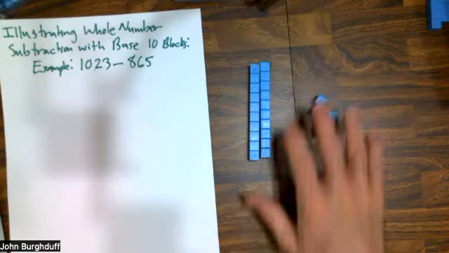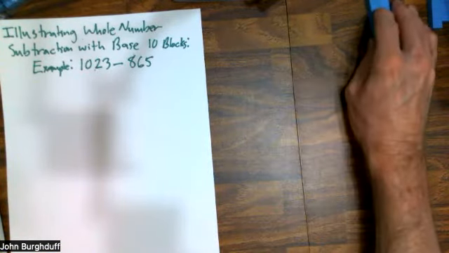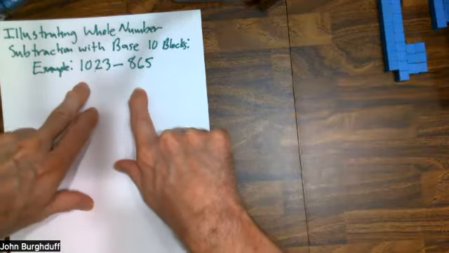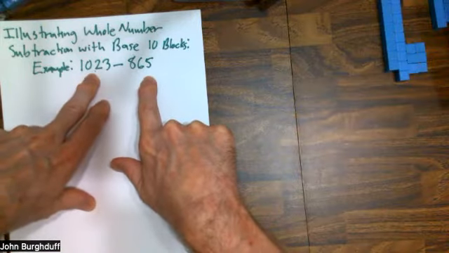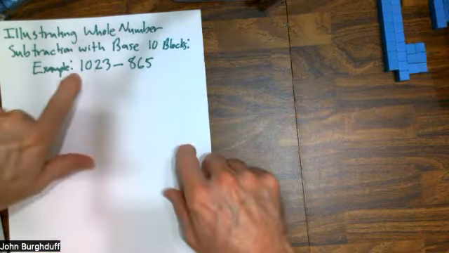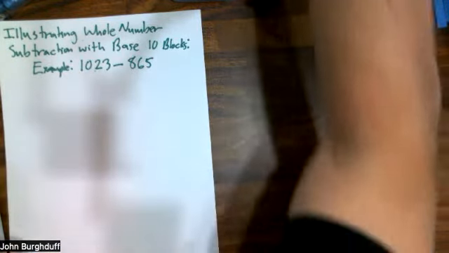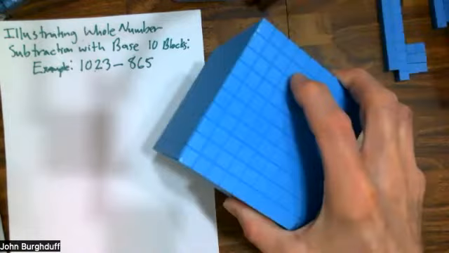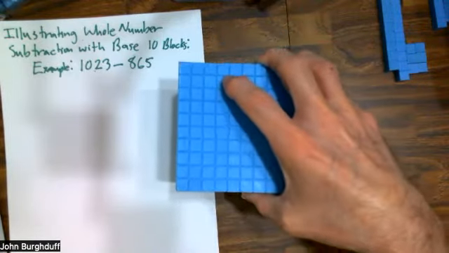Let's do one that has bigger numbers. I'm not going to say it's harder, it just has bigger numbers, and do the same sort of thing. So again, when you're doing subtraction, you don't create both numbers. You create the first number and you take away from it. This is 1,000. The thousands place is represented by a block. So I have a block.